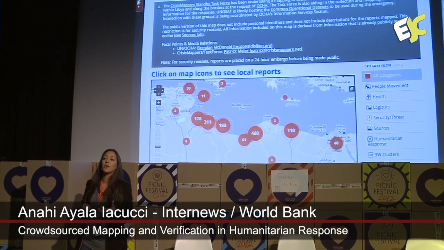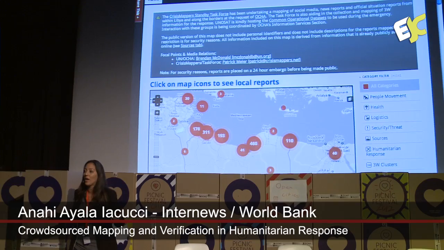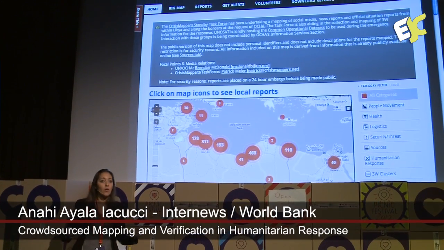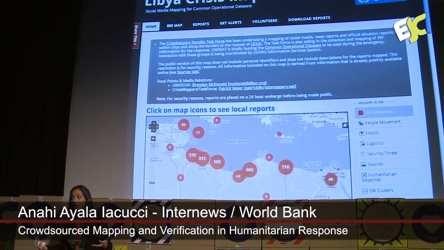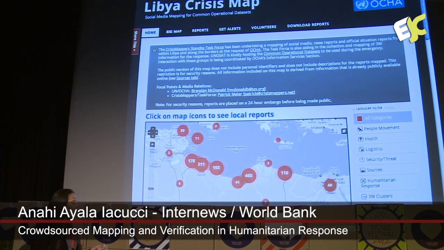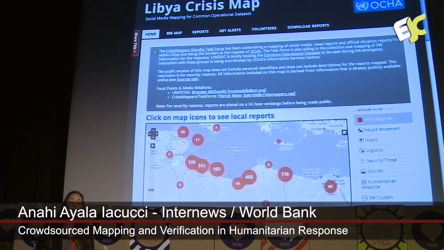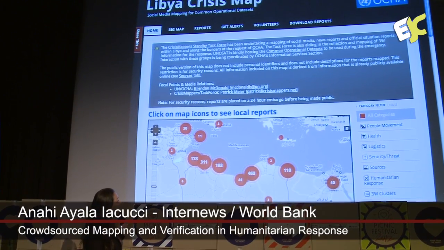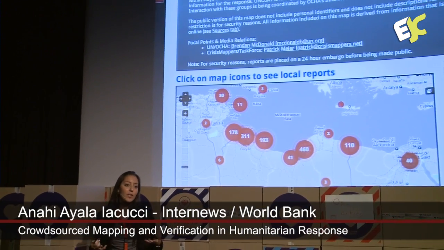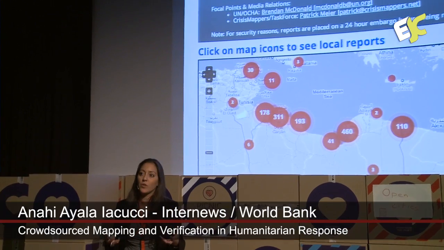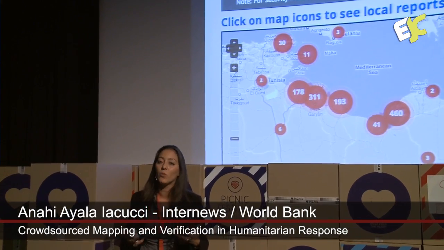And the only way we can figure this out is by looking at what's available online. Social media, blogs, local news coming through different ways through the internet. And so the volunteers started collecting this information and mapping it on a Ushahidi platform. And that was the first time we actually had to sit down and start thinking about how can we verify this information? We don't have anyone that we know in Libya.